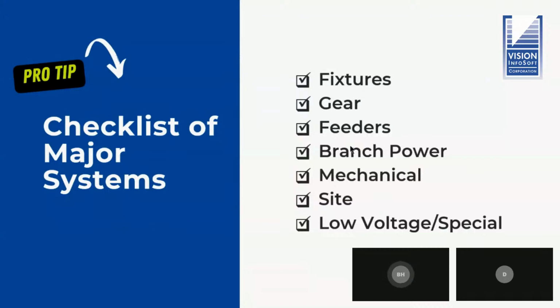Low voltage, if there's any low voltage, it could be fire alarm, it could be datacom, it could be just any kind of low voltage wiring. If that's part of your contract, or even if it's not something you're installing, at least you're putting in the backbone for it, the boxes and the conduit stubs and that kind of thing.